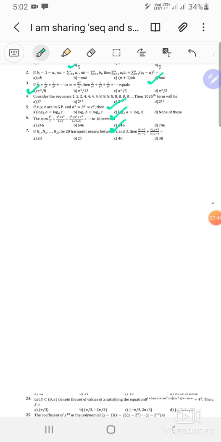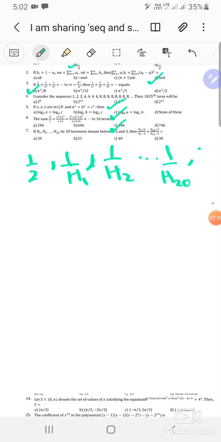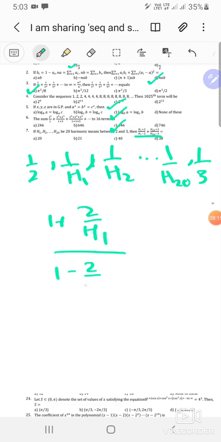So because these are 20 harmonic means, that means that 1 by 2, 1 by h1, 1 by h2 all the way till 1 by h20 and 1 by 3, that should be an AP in that case. Okay, and then what can we say about this expression basically? So 1 upon 2 upon h1 upon 1 minus 2 upon h2, right, looks correct. Are we going correct on this?